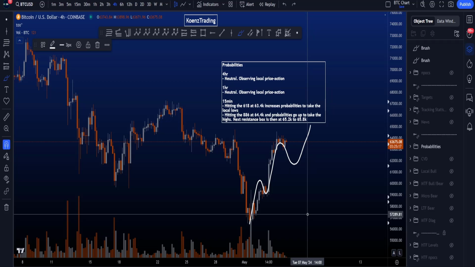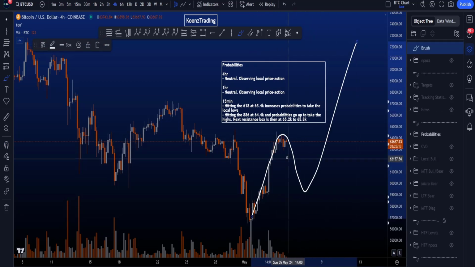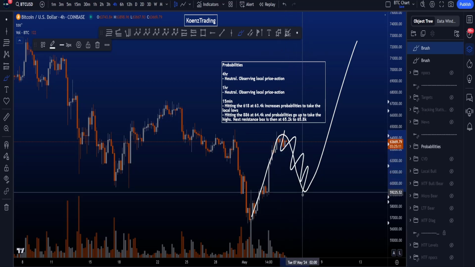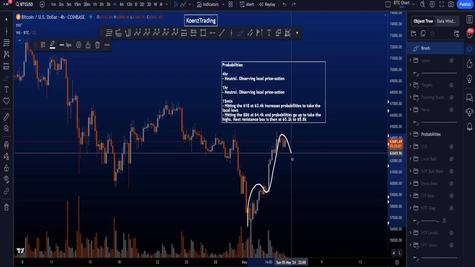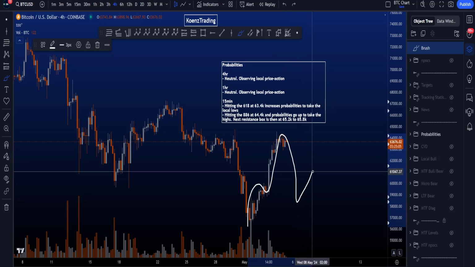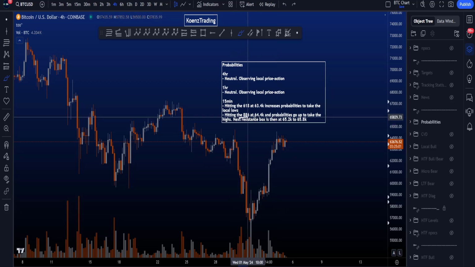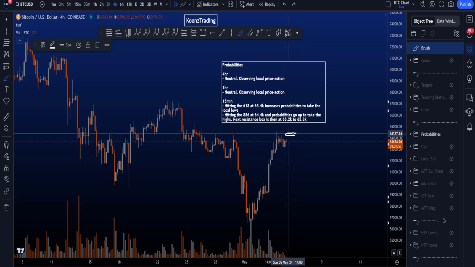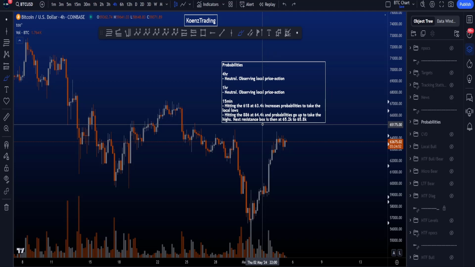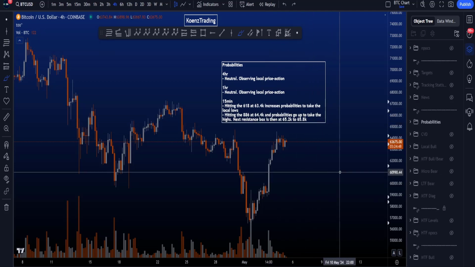And if the 618 is hit, then we're going to be looking for either a finished wave 1, 2 and 3, but that means we need a corrective 3-wave move to the downside, or a finished ABC, and then we're looking for an impulsive structure to the downside to take the lows over here at least one more time. Hitting the 886 at 64.4k over here increases the probabilities to take this high, move up, and then the next resistance box is at 65.2k to 65.8k.